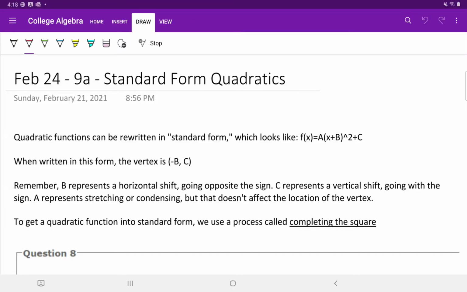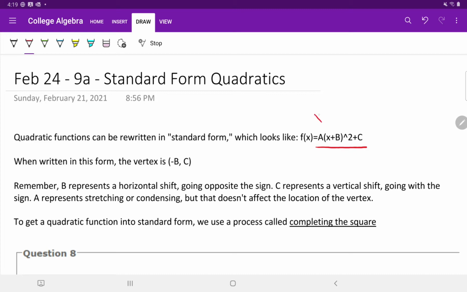Hi students! In this video we're going to be going over some of the 9A common homework problems that have to do with quadratics written in standard form. So standard form looks like this.